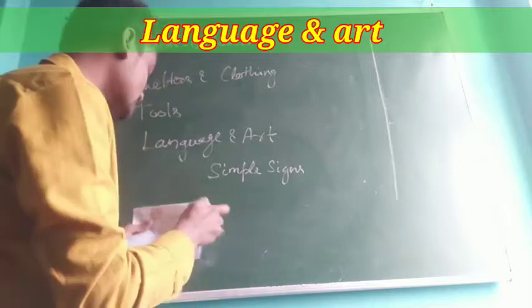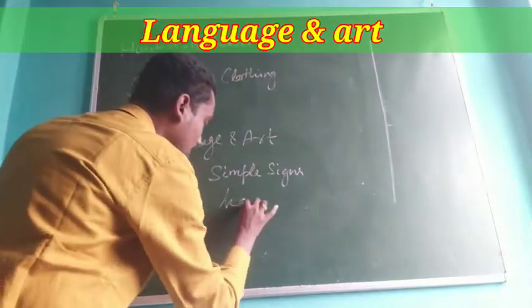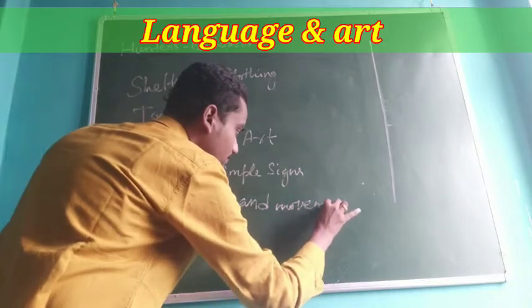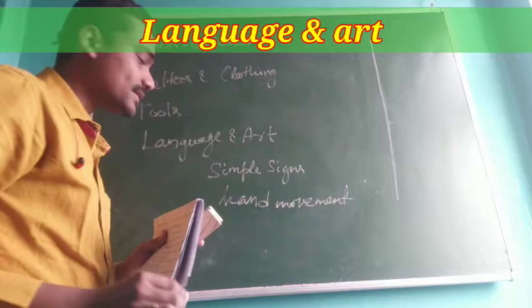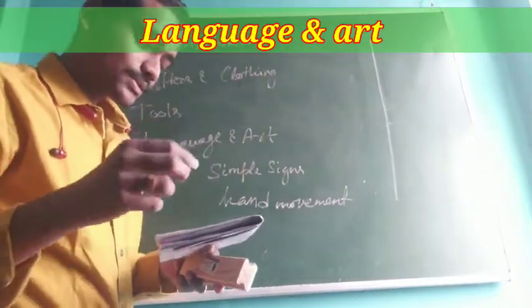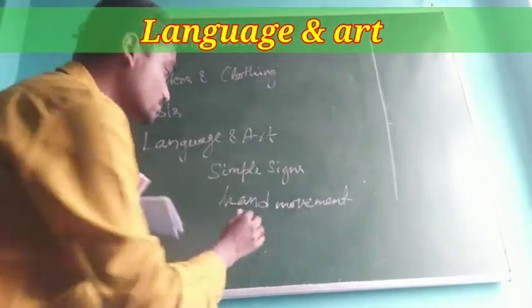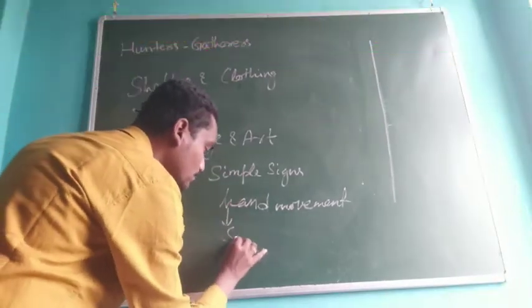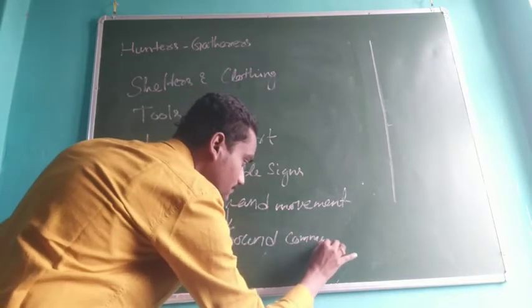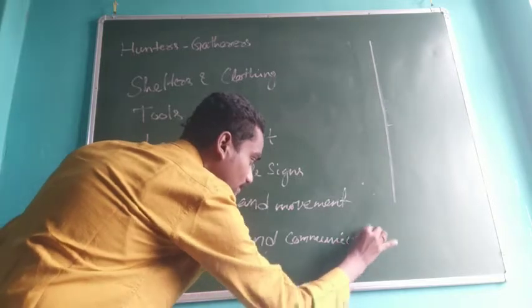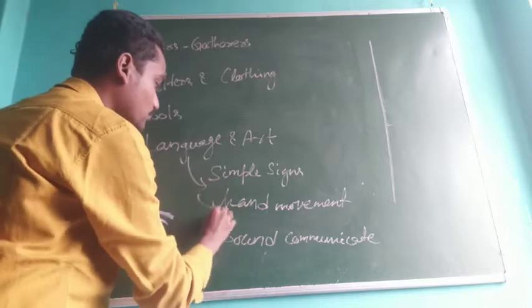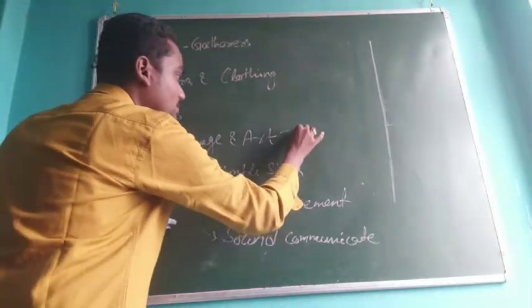Okay, using sign language or hand movement. Later they started to use sound to communicate with each other. Okay. Next, this is the aspect of language. Next concept is art.